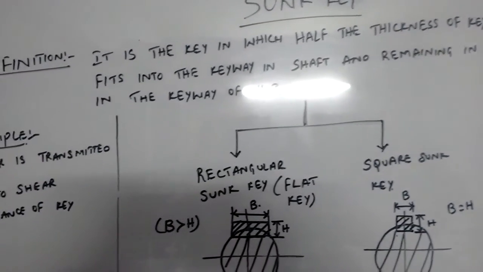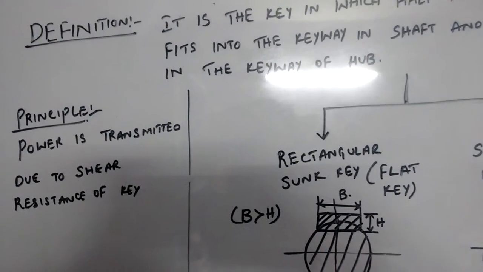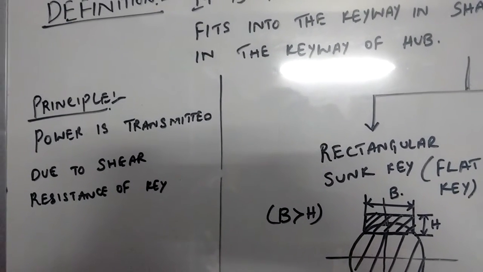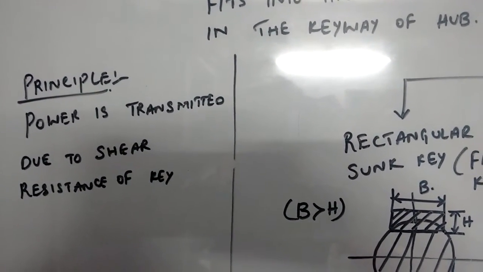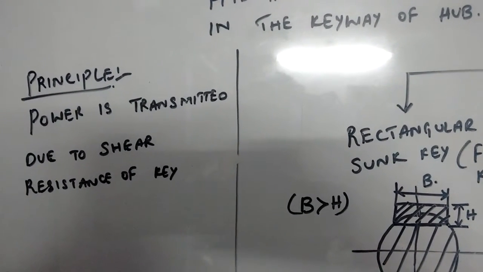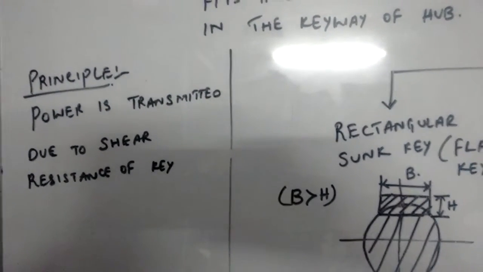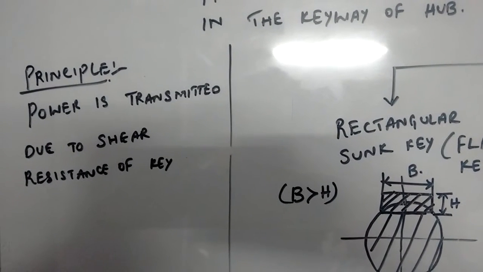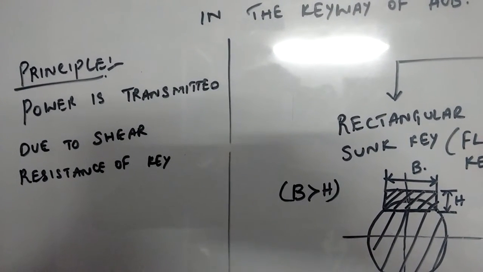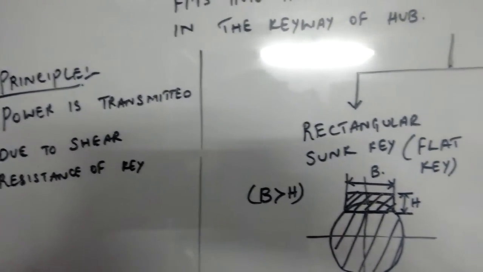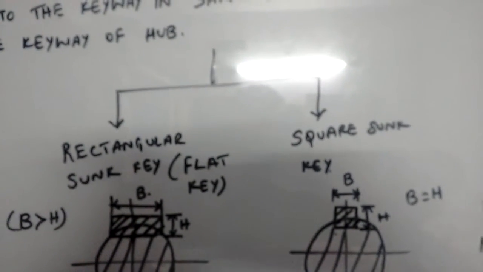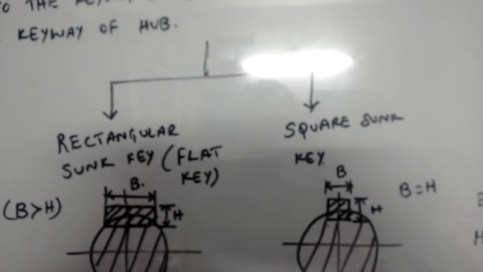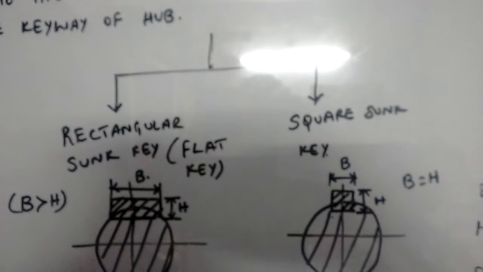The principle involved in the sunk key is that power is transmitted due to the shear resistance of the key. As half of the key is fitted into the shaft, some shear forces are developed which act on the key. Majorly, there are two types of sunk keys. The first is the rectangular sunk key, and the second is the square sunk key.